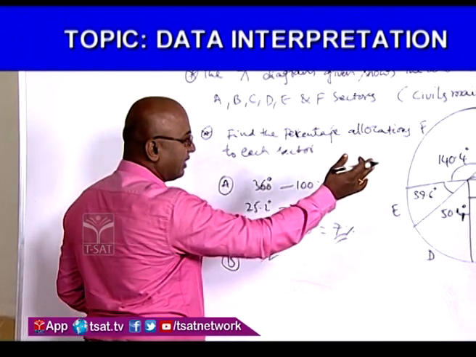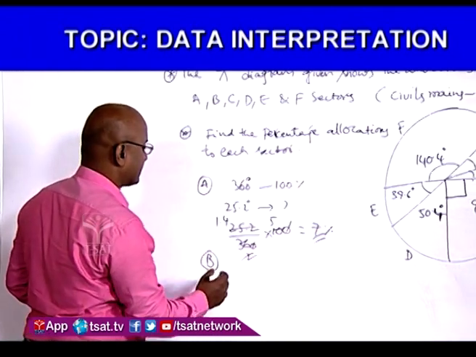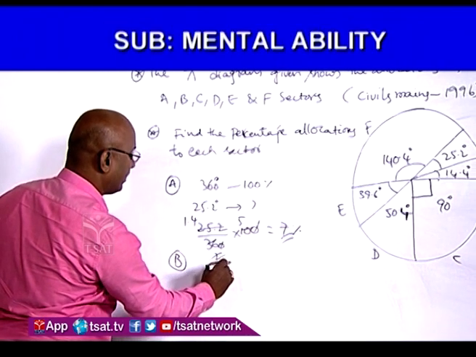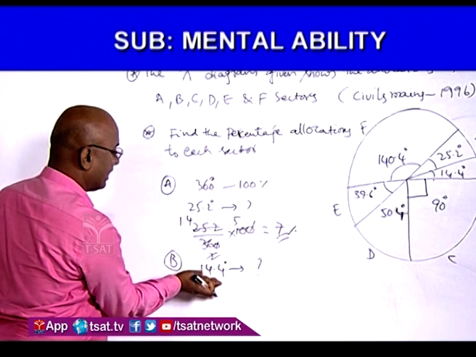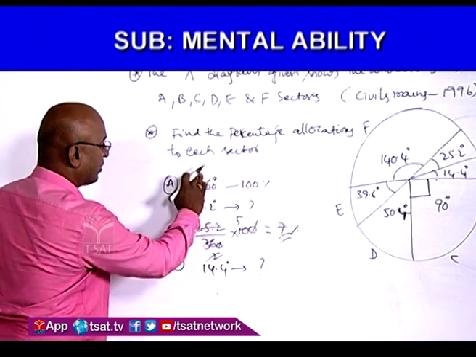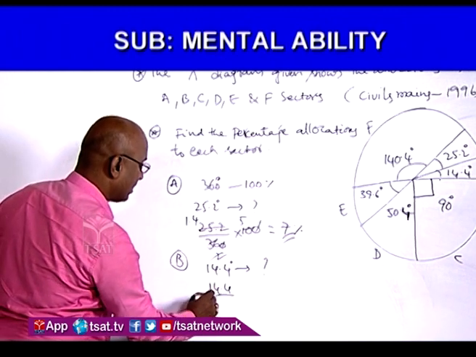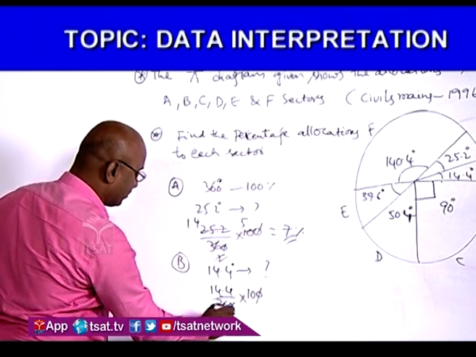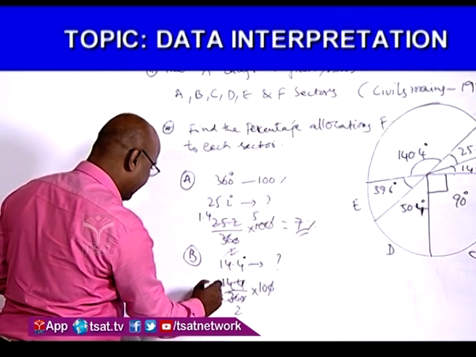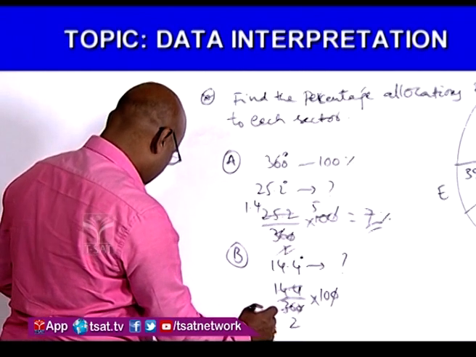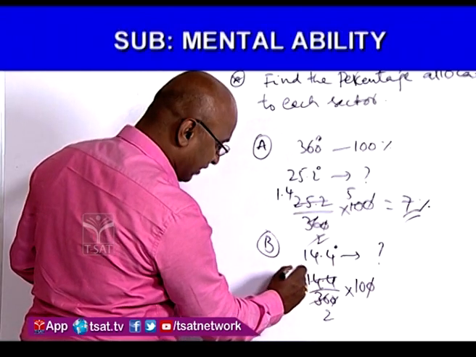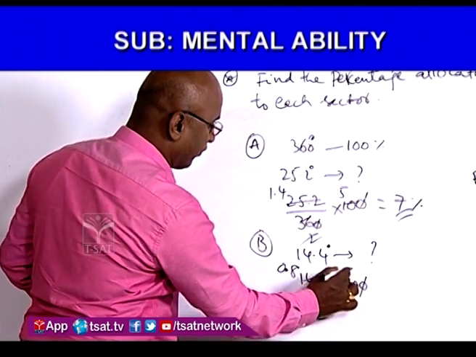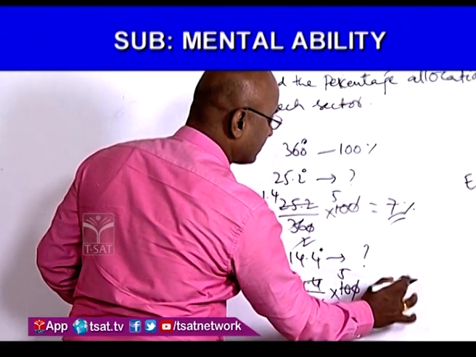Next, B. What is the angle of B? 14.4 degrees. Suppose 360 degrees is 100%, then 14.4 degrees, how much? Again, 14.4 by 360 into 100. 18 twos are 36 and 18 eights are 144. So 0.8 into 5, that is equal to 4%.